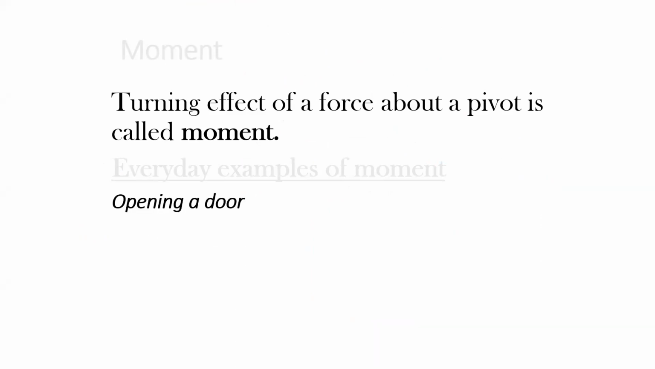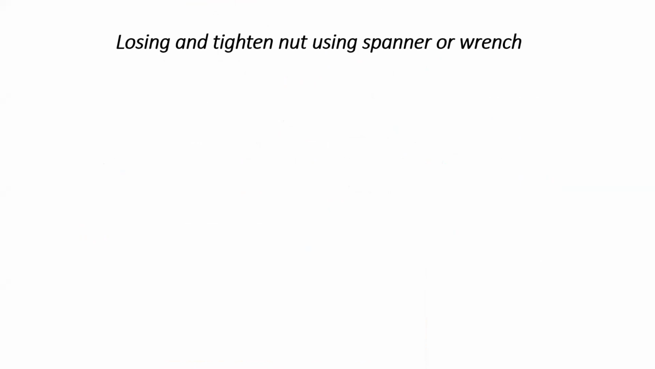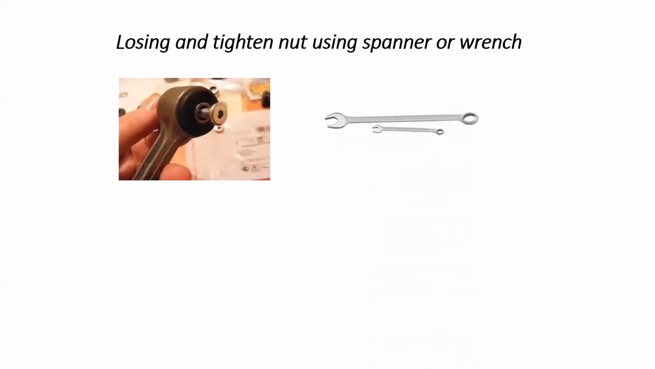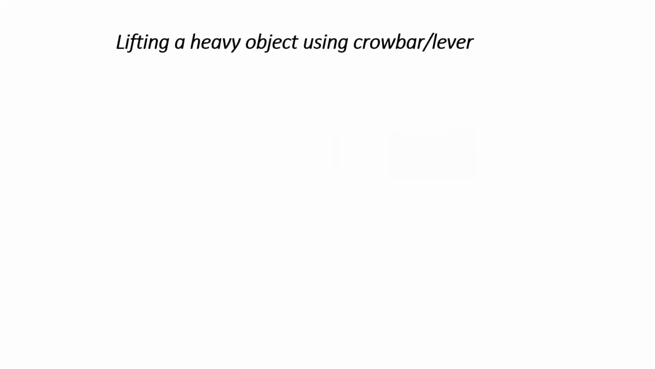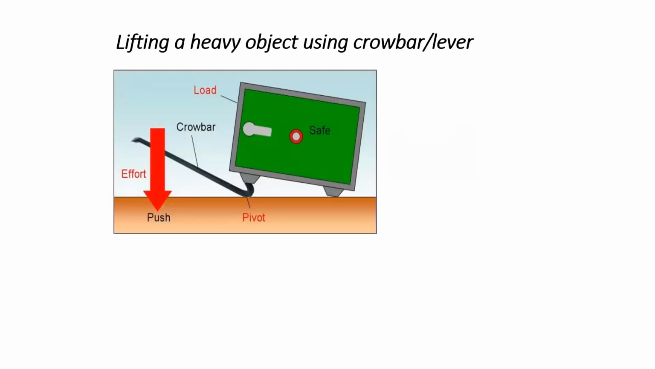Examples of a moment are opening a door, loosening or tightening a nut using a spanner or wrench, or lifting a load with a wheelbarrow. Those are also examples of turning effect, or moment. So when we apply a force and the object rotates, we simply call that the moment.